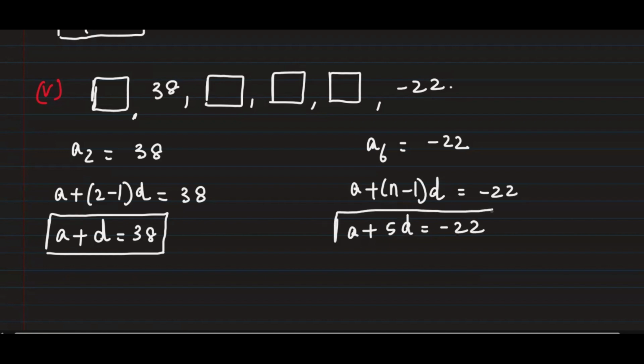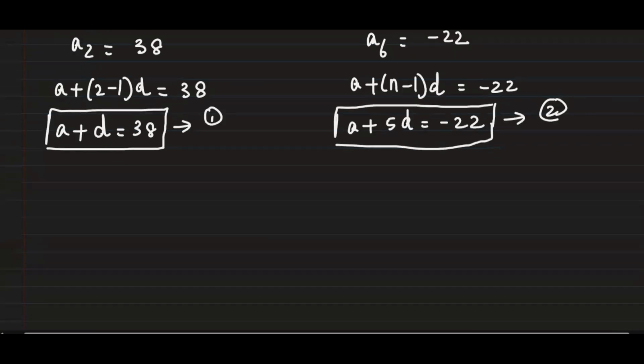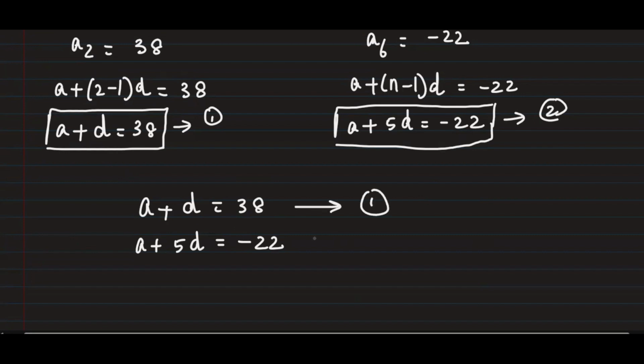Now we'll have to solve equation 1 and equation 2 to get the value of A and D. Let's say this is equation 1 and this is equation 2. Let's write one below the other. So A plus D is equal to 38. This is the first equation. Second equation is A plus 5D, which is equal to minus 22. So subtracting equation 2 from equation 1.